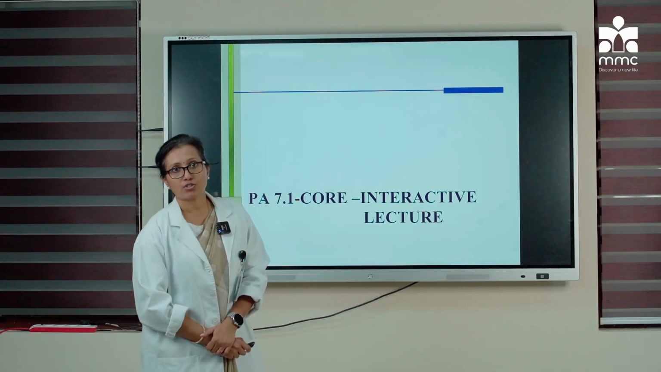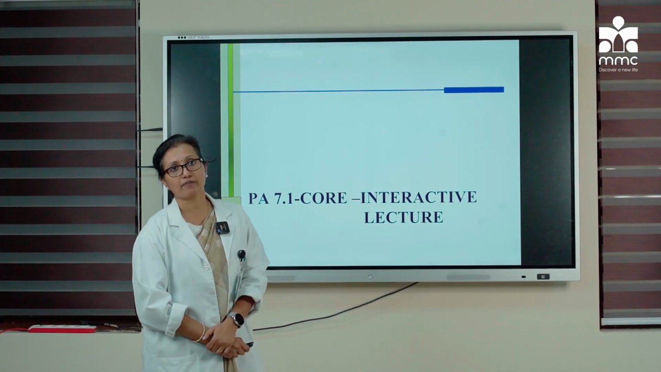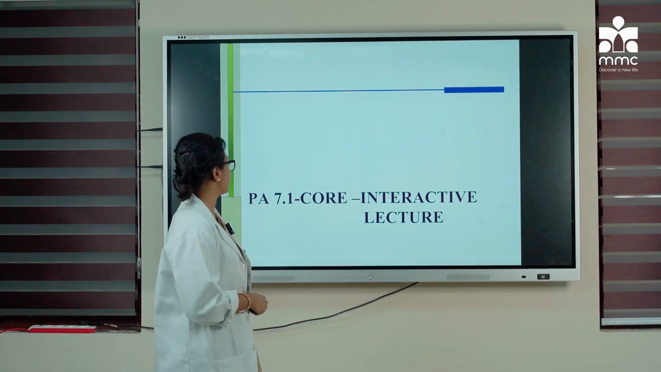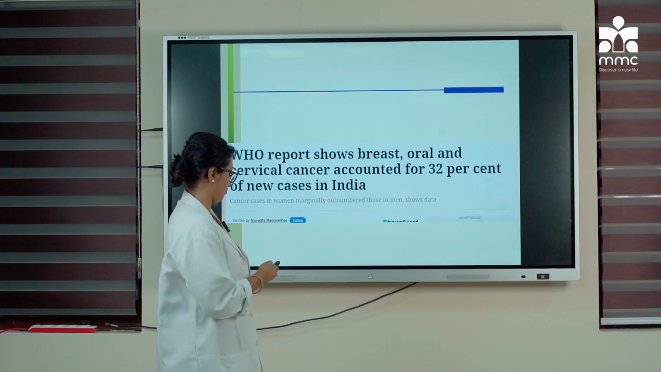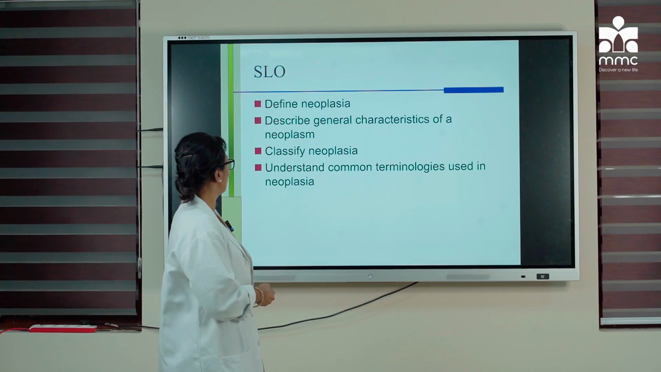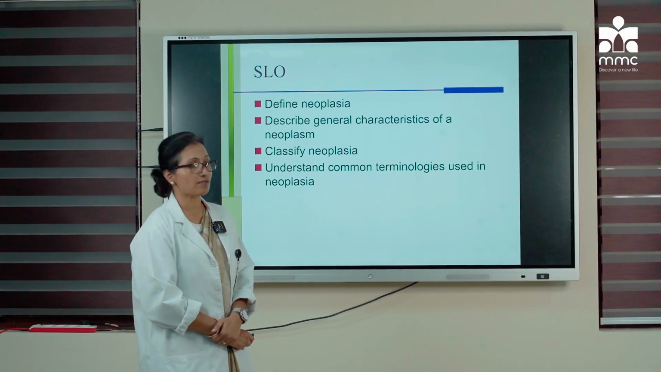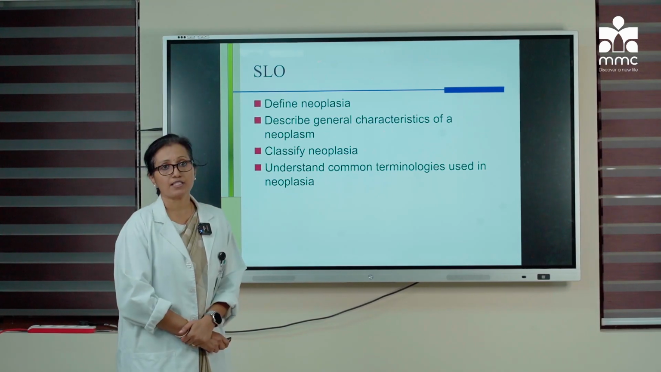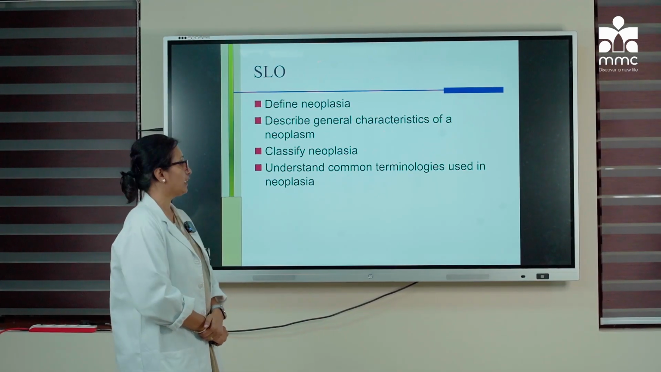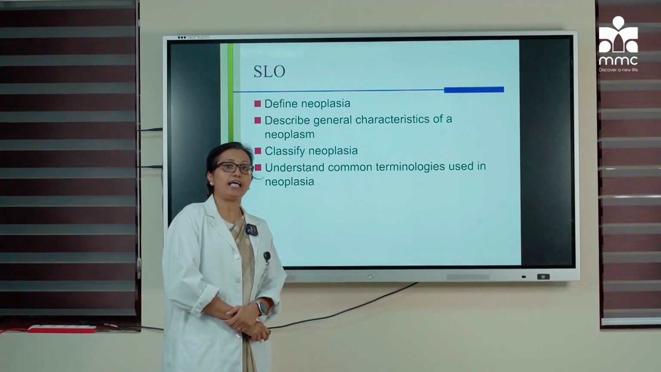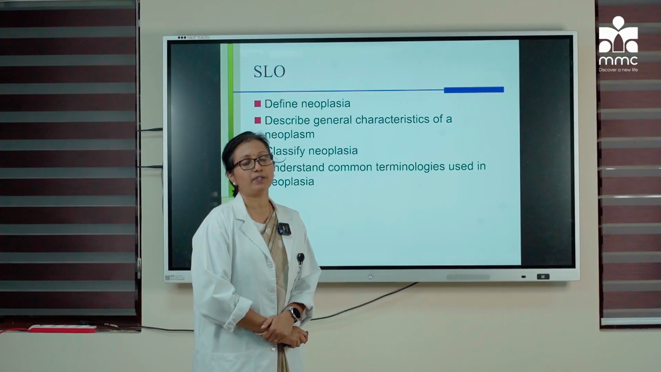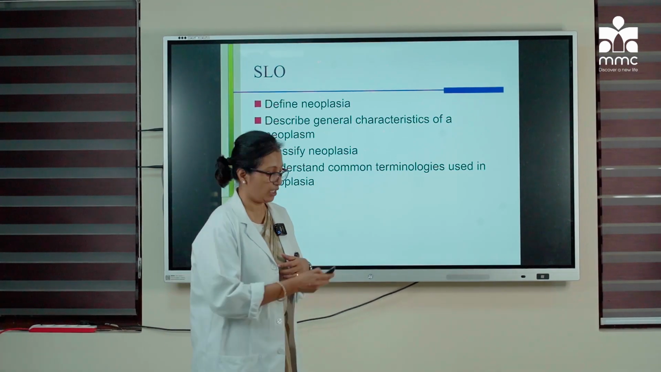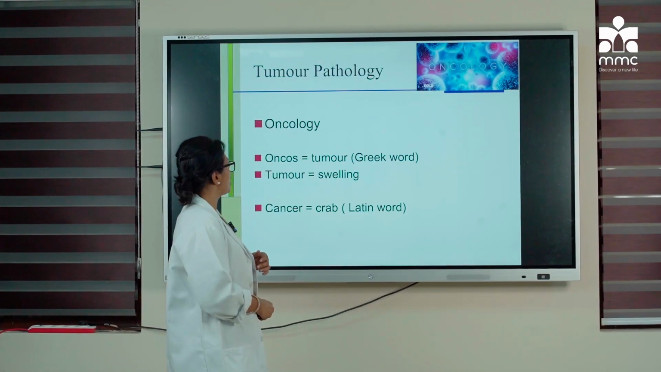So my class today is core topic PA 7.1, dealing with neoplasia. It's going to be an interactive lecture. My SLOs, the specific learning objectives for today's class, are to define neoplasia, describe general characteristics of neoplasia, classify neoplasia, and the last of the lot would be to make you aware of the common terminologies that we use for neoplasia. So let's start.